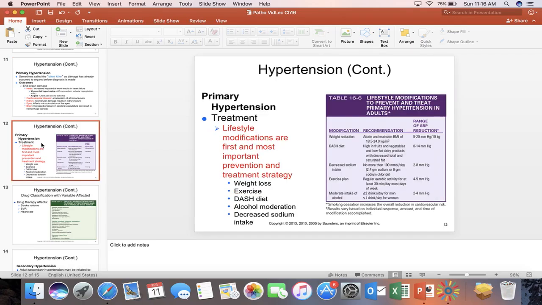So treatment for hypertension is definitely lifestyle modification. Lifestyle modification should be the first and foremost prevention and treatment strategy, and that is to lose weight, exercise, use the DASH diet, limit alcohol consumption, and also decrease sodium intake, meaning using less salt.